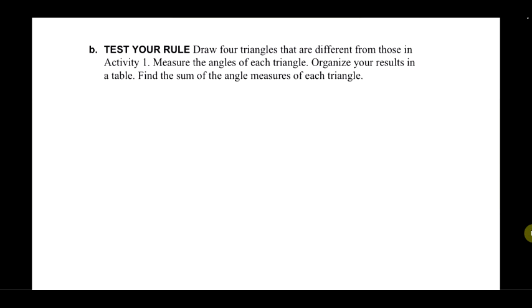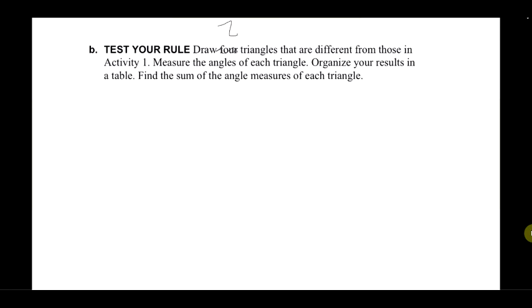For this part, I need you to draw 4 of your own triangles that are different sizes, but instead of 4, I'm going to be nice and say, please only draw 2. Let's not get crazy here. Let's be honest. Draw 2 triangles that are different from those in activity 1. Measure the angles of each triangle. And please organize the results in a table. We've done this in science before.